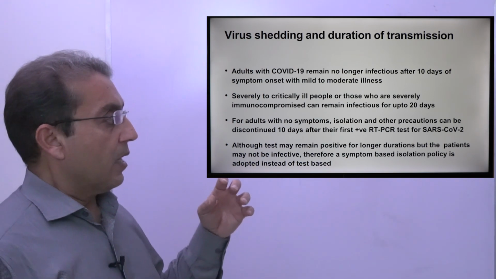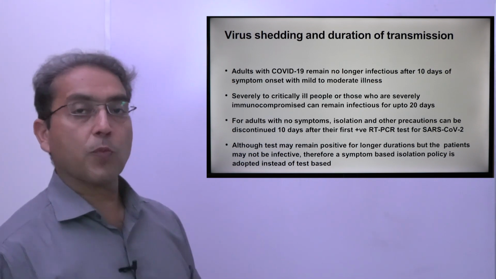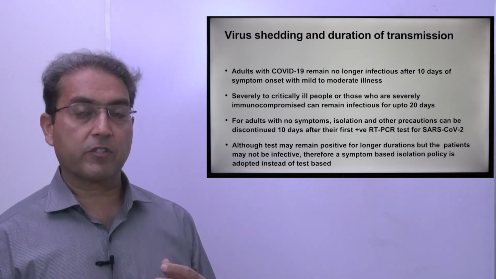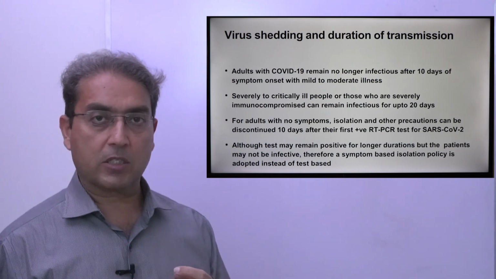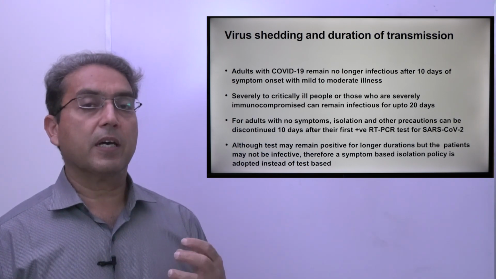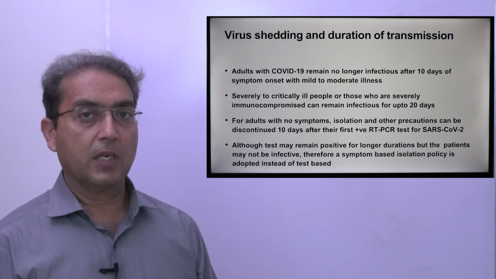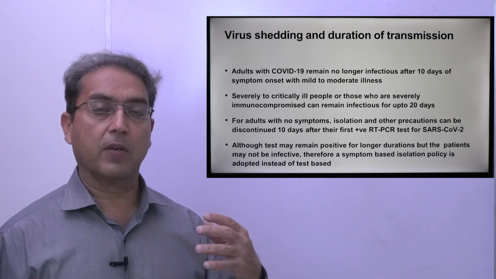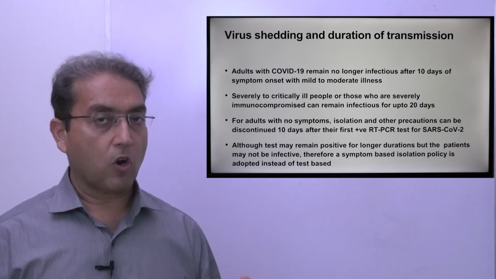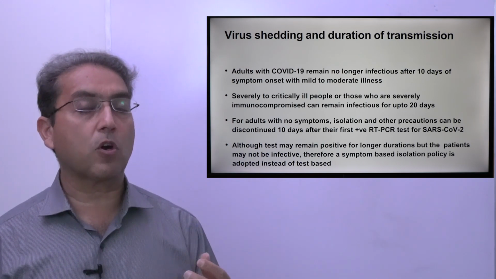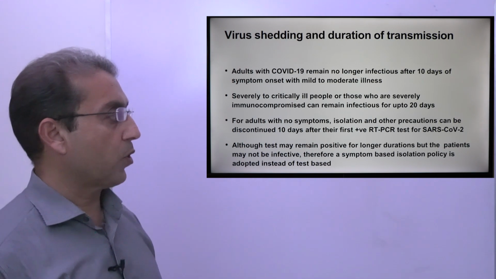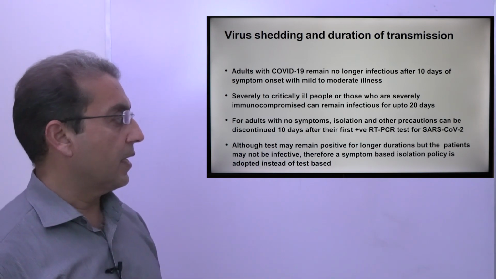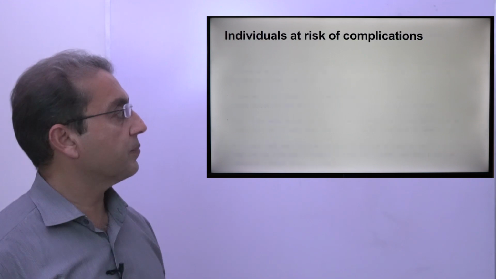So the symptom-based isolation policy looks more prudent than the lab-based isolation policy. That is, patients who do not have symptoms or who have passed 10 days after the onset of their symptoms are not infective and the isolation can be stopped. And this policy is better than the test-based policy because many individuals can keep on shedding the virus for long periods, even up to 30 days, that may not be infective. So that's why a symptom-based policy of isolation is more appropriate than the lab test-based isolation policy.